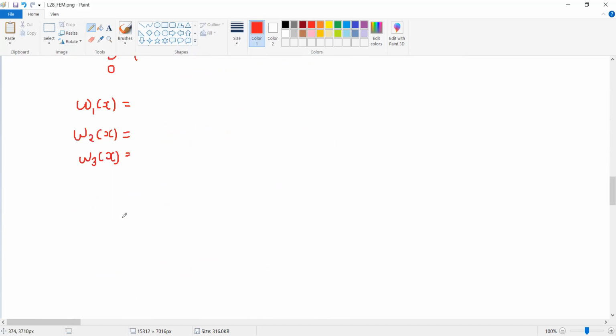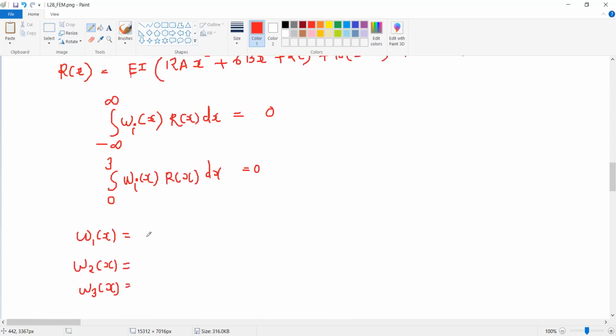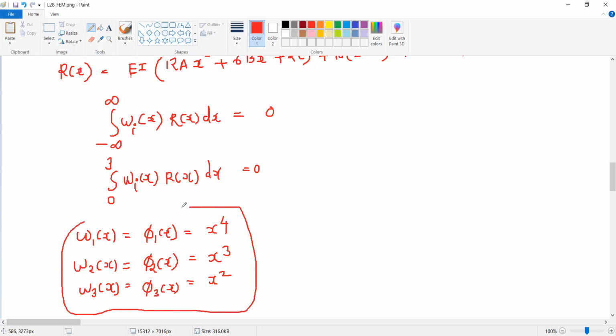For example, when I will take w1 of x as phi1 of x. So what is w1 of x? It becomes x raised to 4. I will take w2 of x as phi2 of x. So it becomes x cubed, and I will take w3 of x as phi 3 of x, that becomes x square. So I choose the same trial functions as weighing functions, and it leads to a Galerkin method, which is in the family of weighted residual methods. So having said this, now we have three equations.